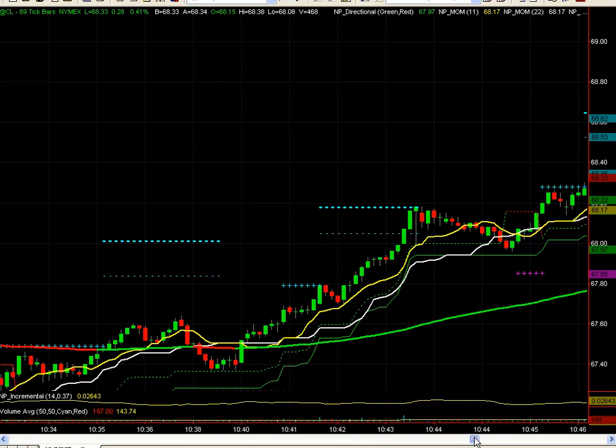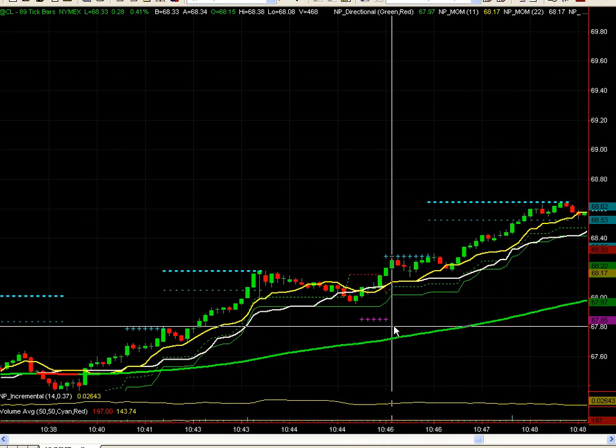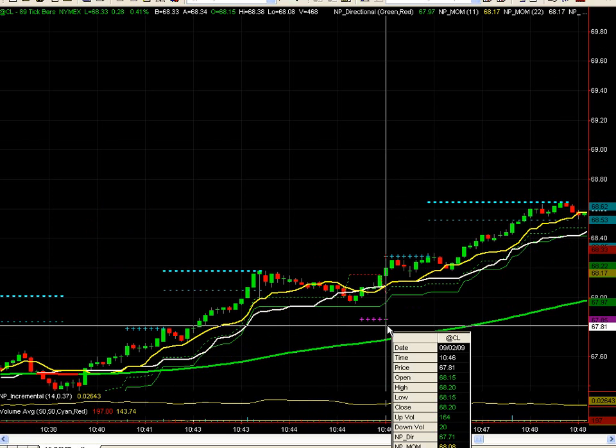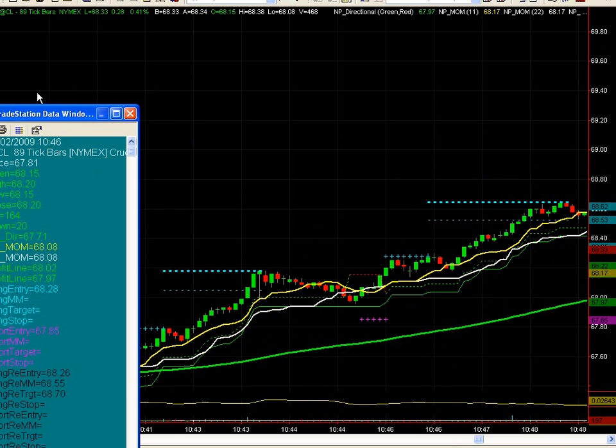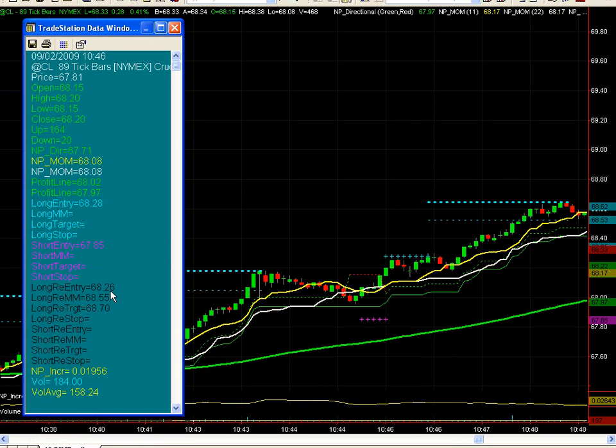We come back with what we call a reentry trade right here. And so on this reentry trade, we get a second target, and that one ends up being, I'll have to look at it real quick. It'll show up in my data window here. My reentry is 68.26, and we take it to the first target at 68.55, another 30 cents.